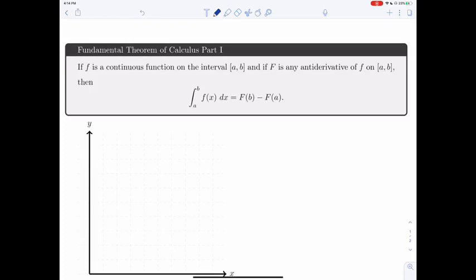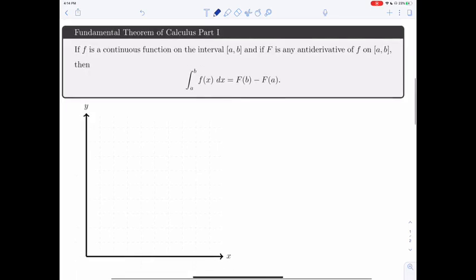Okay. So if we have a continuous function on the closed interval a to b, and if we have any antiderivative of a function lowercase f on this interval, then we know that the integral of that function will just be the difference of the antiderivative evaluated at the endpoints. So let's see if we can see why this would work. We're not going to do an explicit proof, but we are going to sketch the proof.